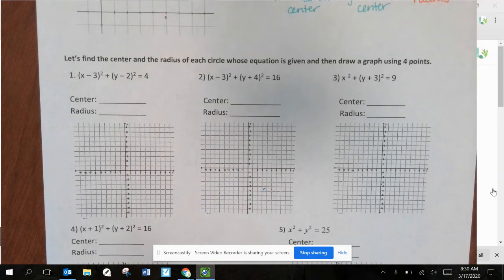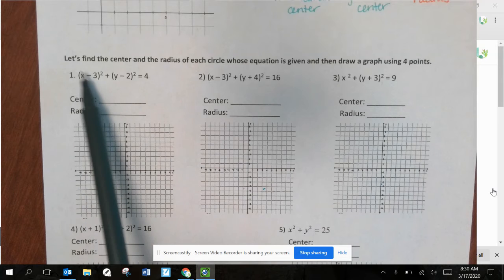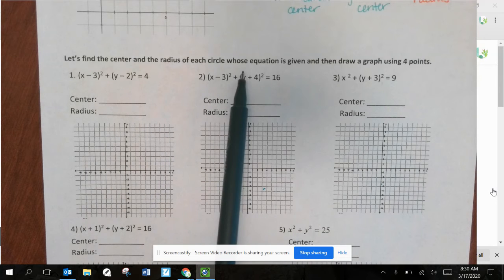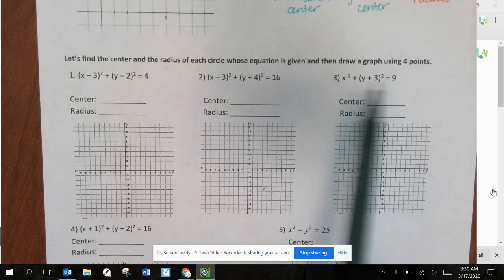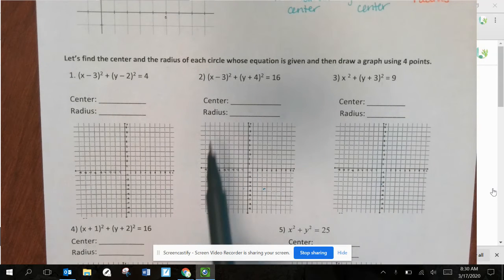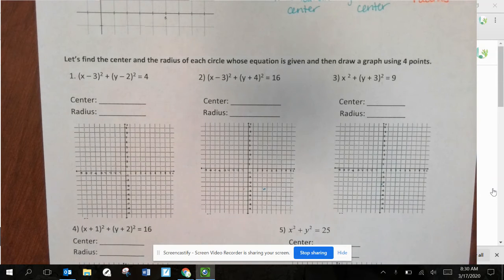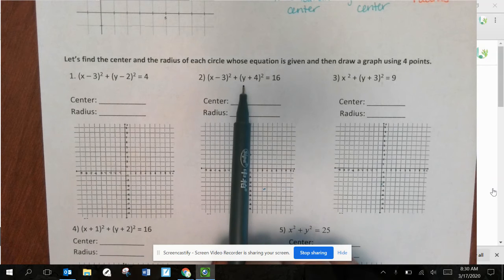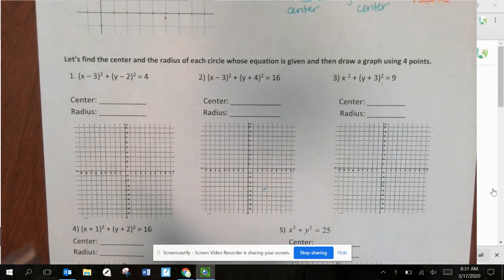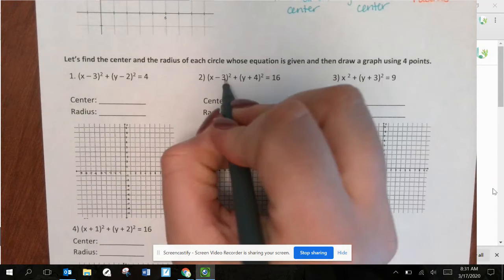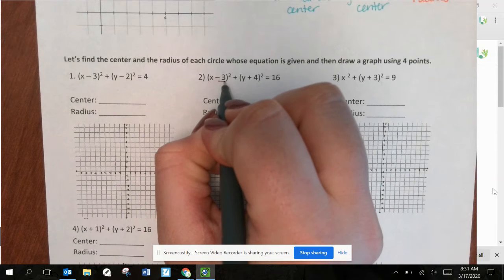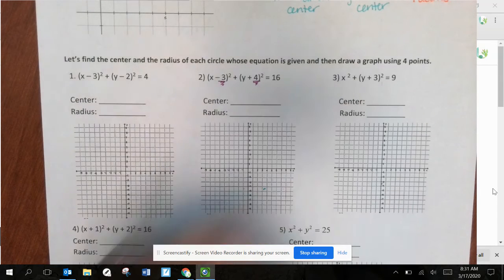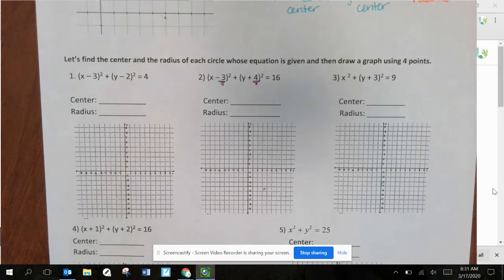So my instructions here are saying, let's find the center and radius of each circle whose equation is given, and then we're going to graph it using 4 points. So for number 2, I've been given the equation of my circle: (x - 3)² + (y + 4)² = 16. Remember that x and y were points on my circle, and that this 3 and 4 are talking about the center of my circle.